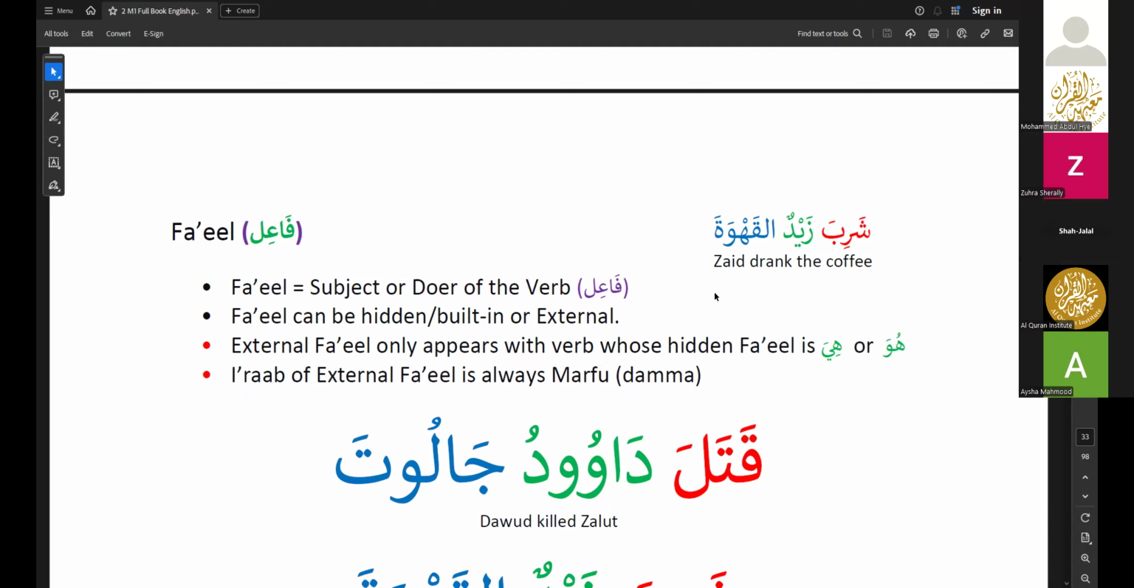Every verb in Arabic has 14 siga, what we have learned, right? If the form of the verb is either huwa or hiya form, like shariba is a huwa form.